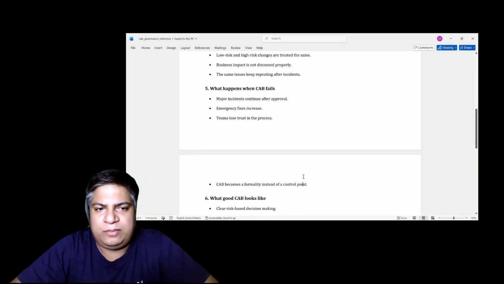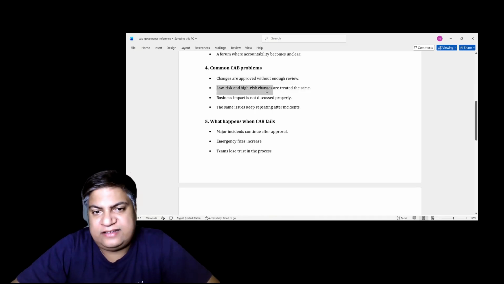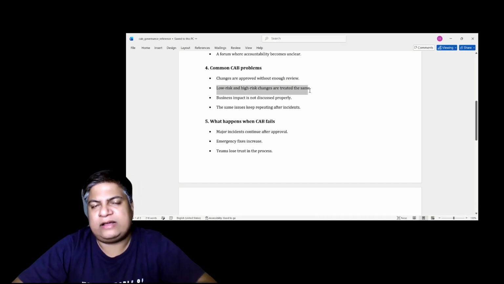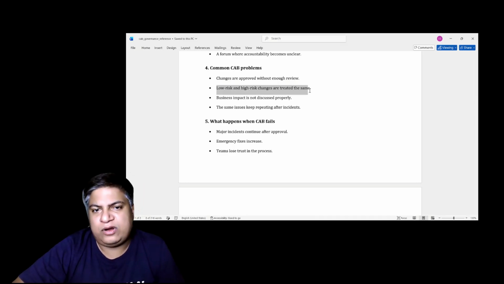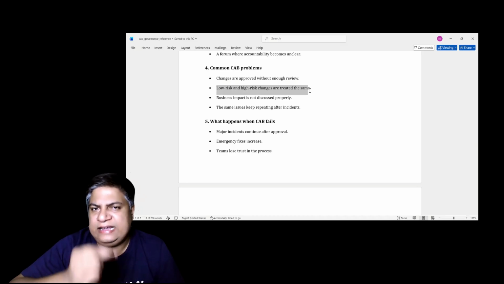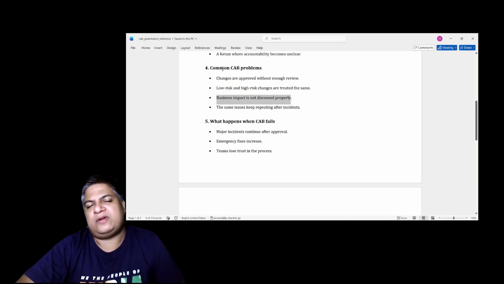Then what are the common problems in CABs? Common problems are that changes are approved without enough review. It is happening. Then low-risk and high-risk changes are treated the same. As we already discussed, people are not aware of the risk, or they are not doing proper risk analysis, so they are just passing every change in the same format. Business impact is not discussed properly. That is also one of the common problems.